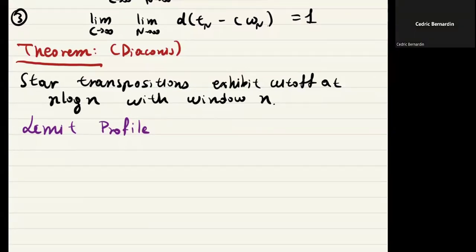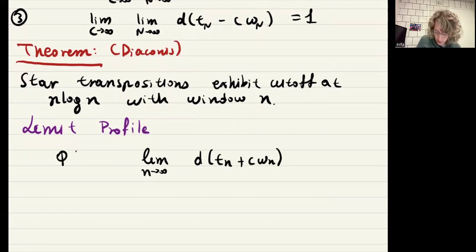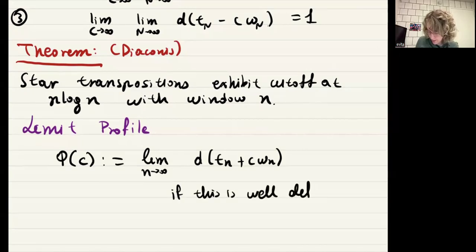Thank you so much. So for the limit profile, what we want to say is, okay, let's take the limit as n goes to infinity of T_n plus c w_n. So now c is allowed to be negative as well. And if this exists as a function of c, then that's what we call the limit profile, if this is well defined. So here I want the optimal window.